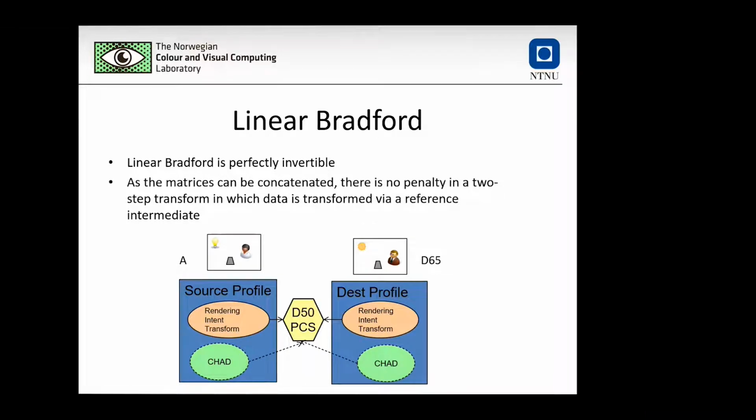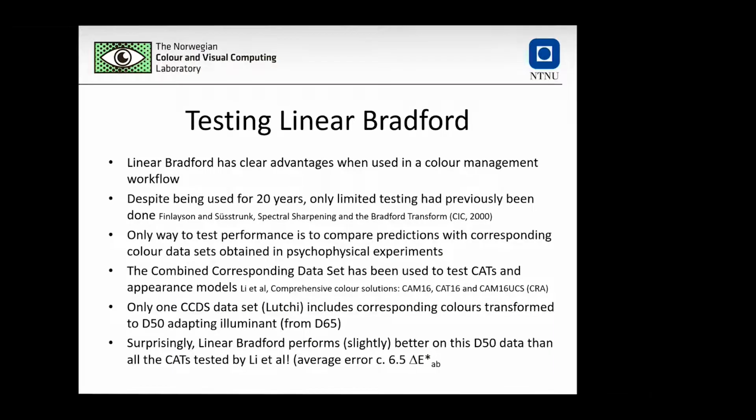So as I say, there's no penalty in doing it that way rather than doing it directly. So I could go D65 straight to D65, in other words, a null transform, but at the precision I care about, I'm not going to see any difference. Now, that's the idea of using it as an exchange and the inversion and so on.